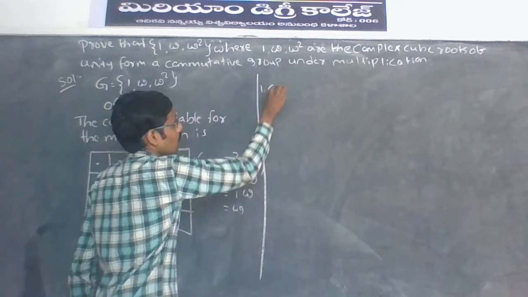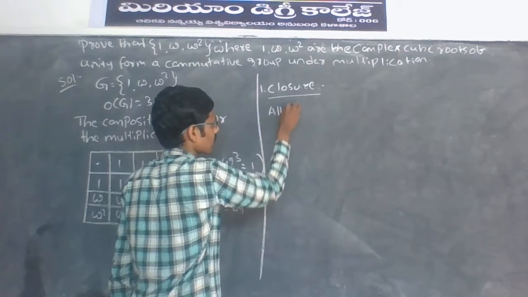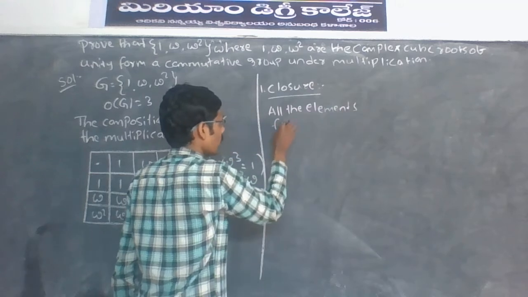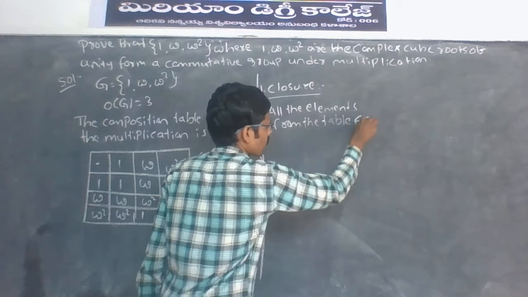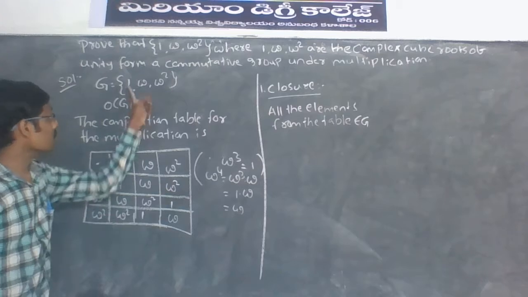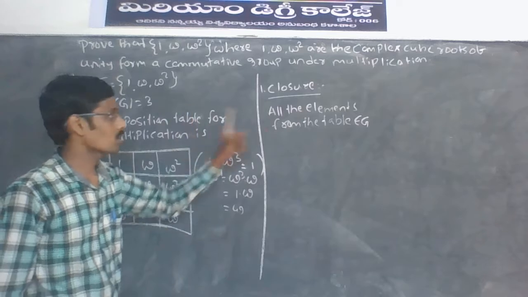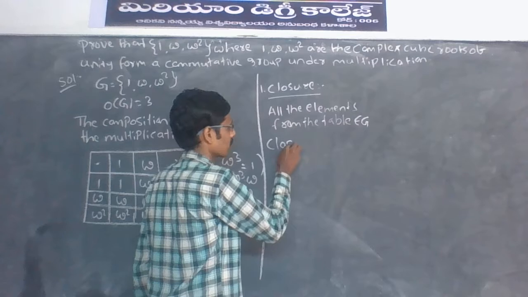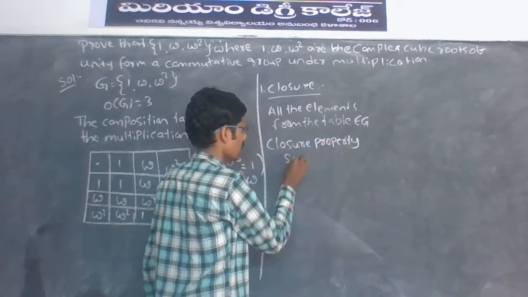First property, closure. All the elements from the table belong to Z. All the elements 1, omega, omega square belong to Z. So all the elements from the table belong to Z. So closure property satisfied.